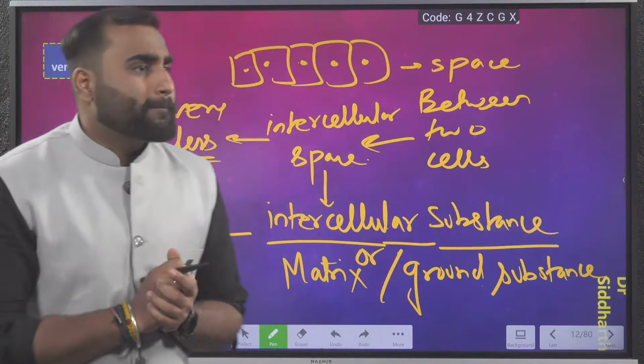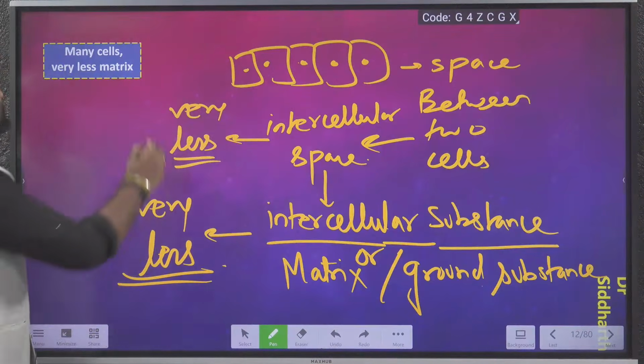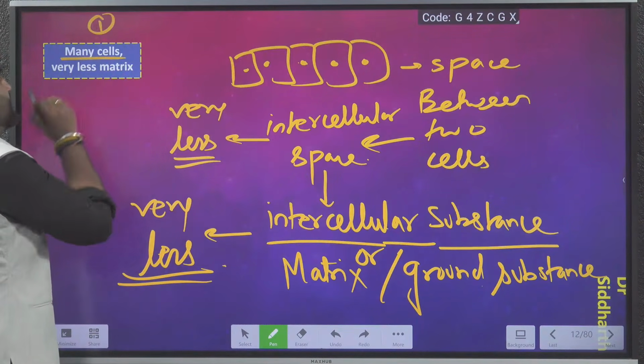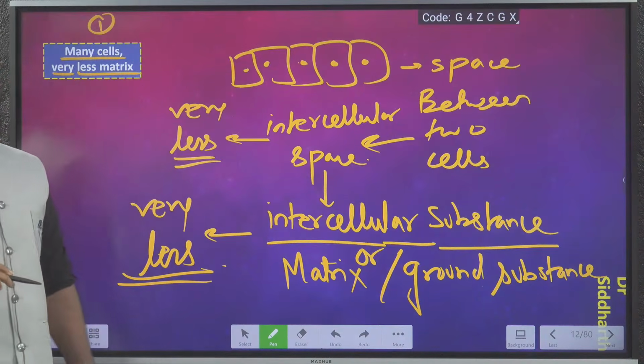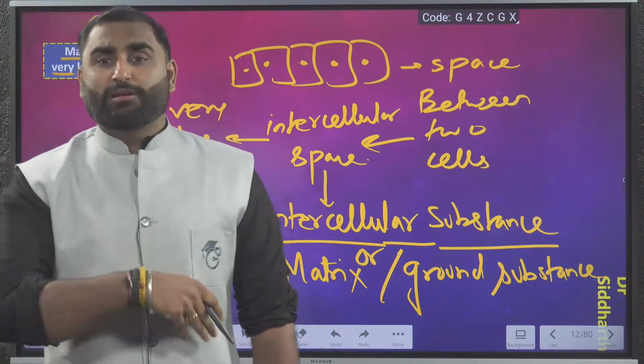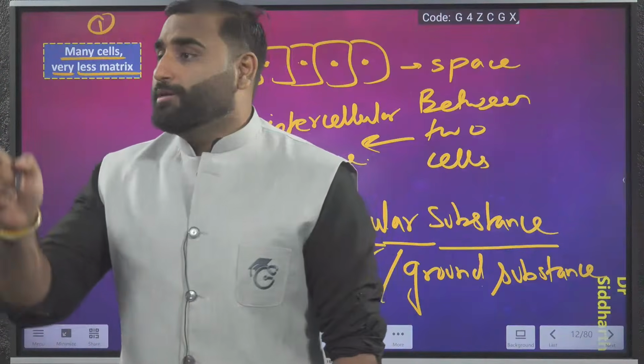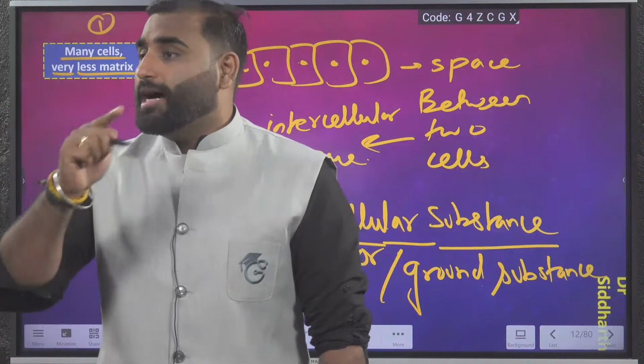Come on. So the first point I am saying is many cells with very less matrix. Now I want you to imagine blood. Come on, think about blood.